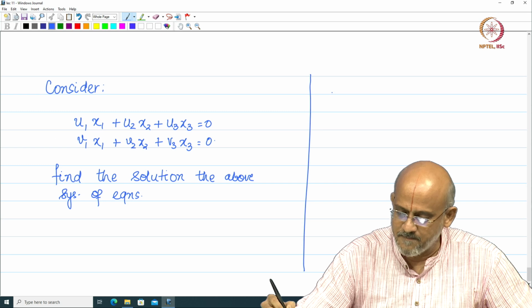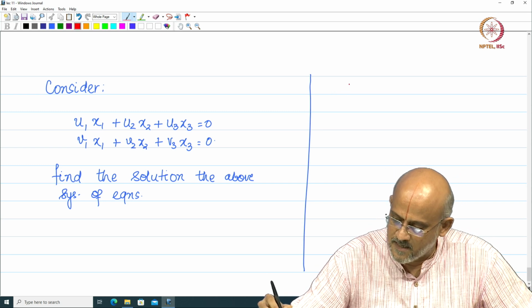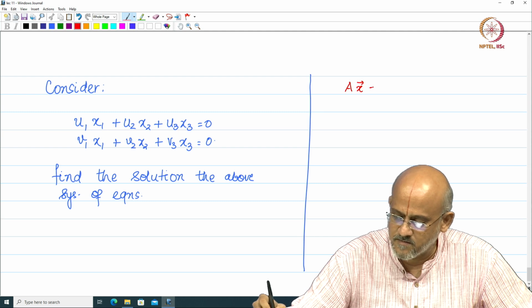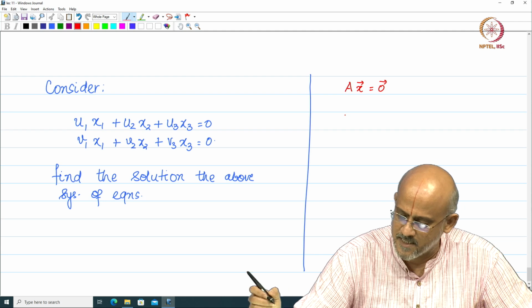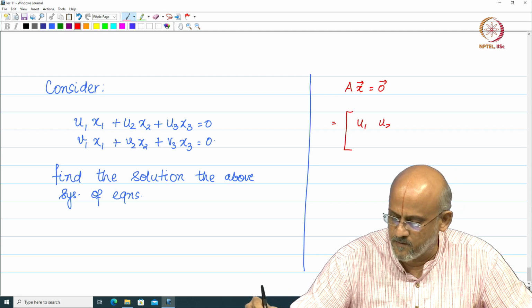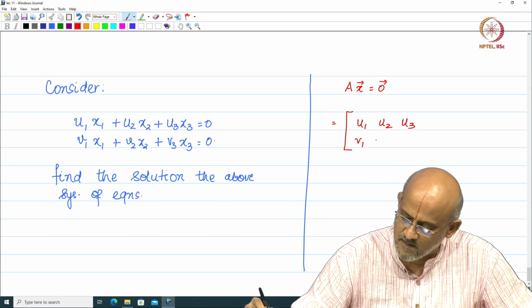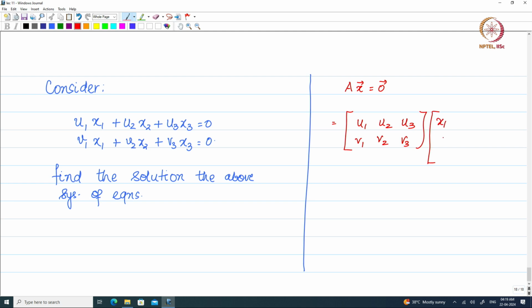So, suppose I want to capture this in terms of a matrix, which we did in the previous lectures, where we had Ax equal to 0. In the same format I can capture this system of equations in terms of a matrix, where I am going to write this matrix as, let us say, u1, u2, u3, v1, v2, v3 times x1, x2, x3 is equal to 0, 0. This is what we are going to have.